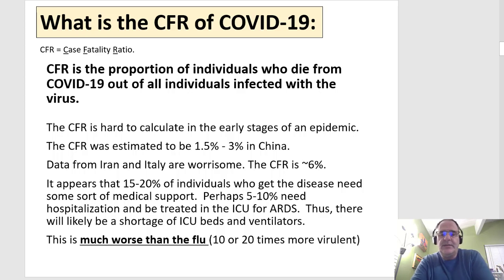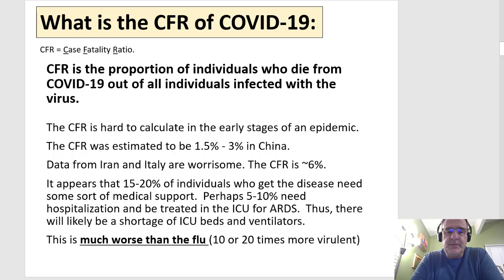The case fatality ratio is estimated to be 1.5 to 3% in China. That's very, very bad relative to something like influenza. Data from Iran and Italy are worrisome. They're worse. The case fatality ratio appears to be something much closer to 6%.